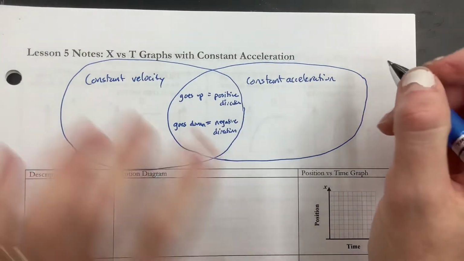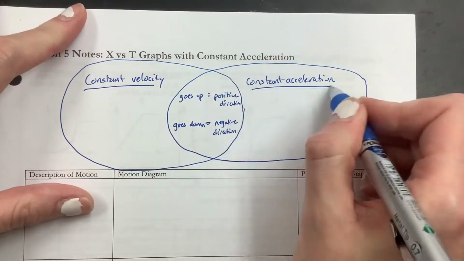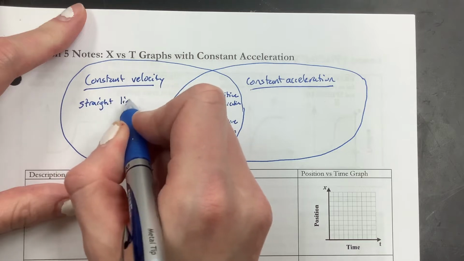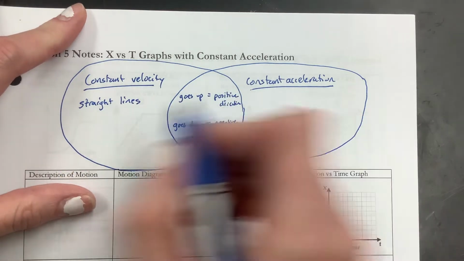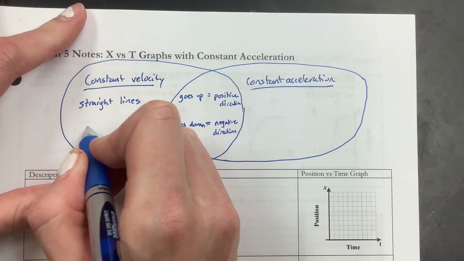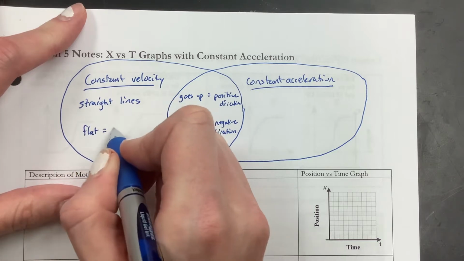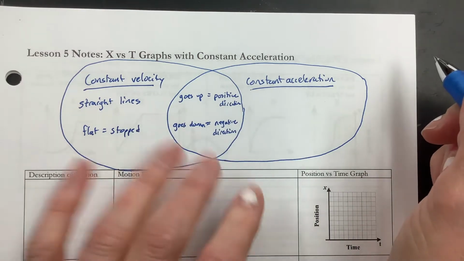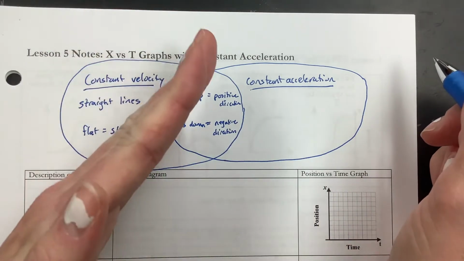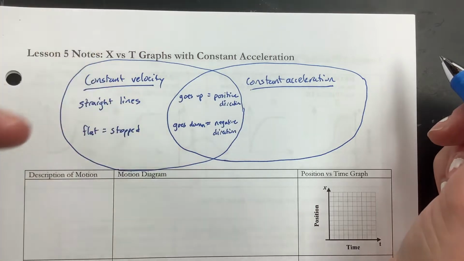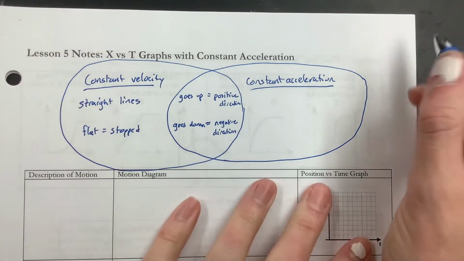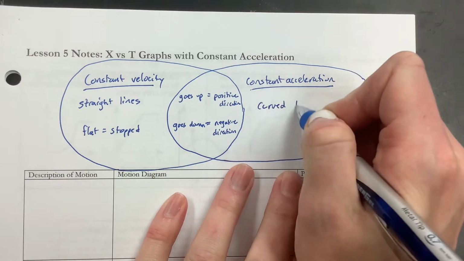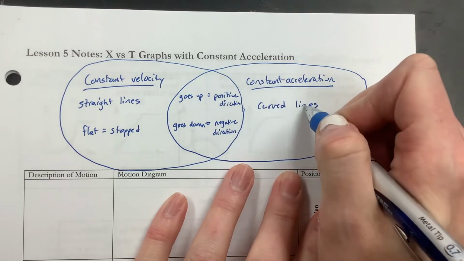So in constant velocity graphs, what we were seeing, though, was we always had straight lines. All of our lines were straight, even if they were flat, and flat meant that it was stopped. So maybe it was a straight line that went up, maybe it went down, maybe it was a flat line, but it was always a straight line. With constant acceleration, our lines are always going to be curved.